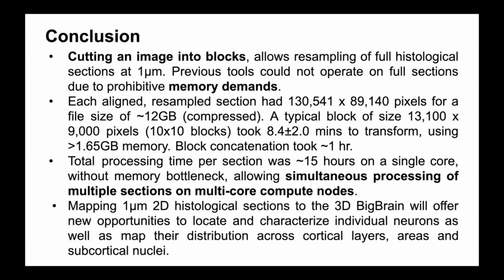Mapping 1 micron 2D histological sections to the 3D BigBrain will offer new opportunities to locate and characterize individual neurons, as well as map their distribution across cortical layers, areas, and subcortical nuclei.